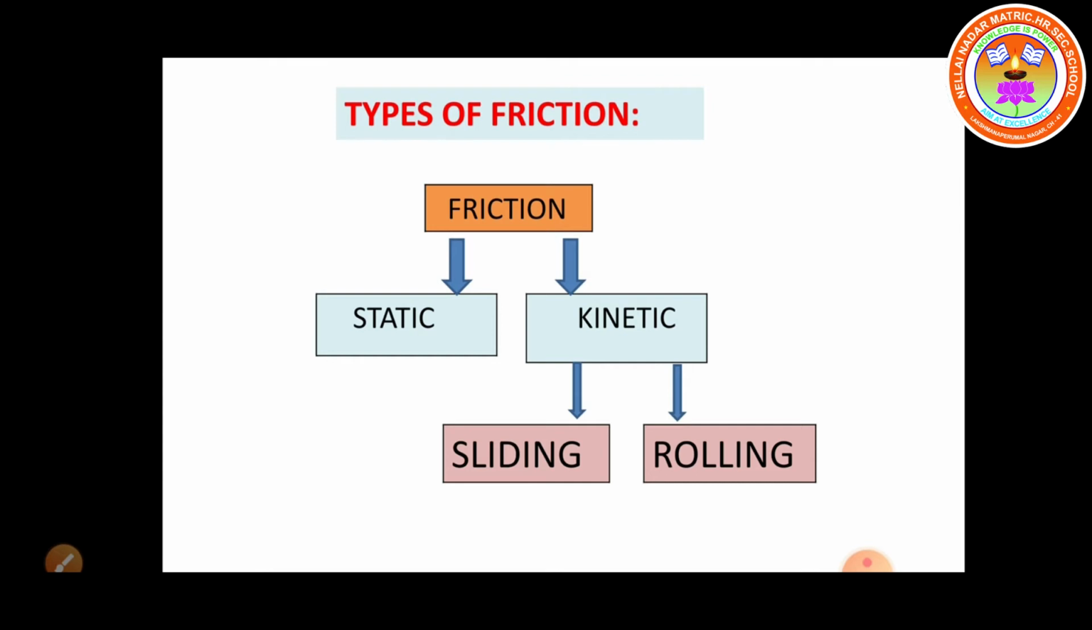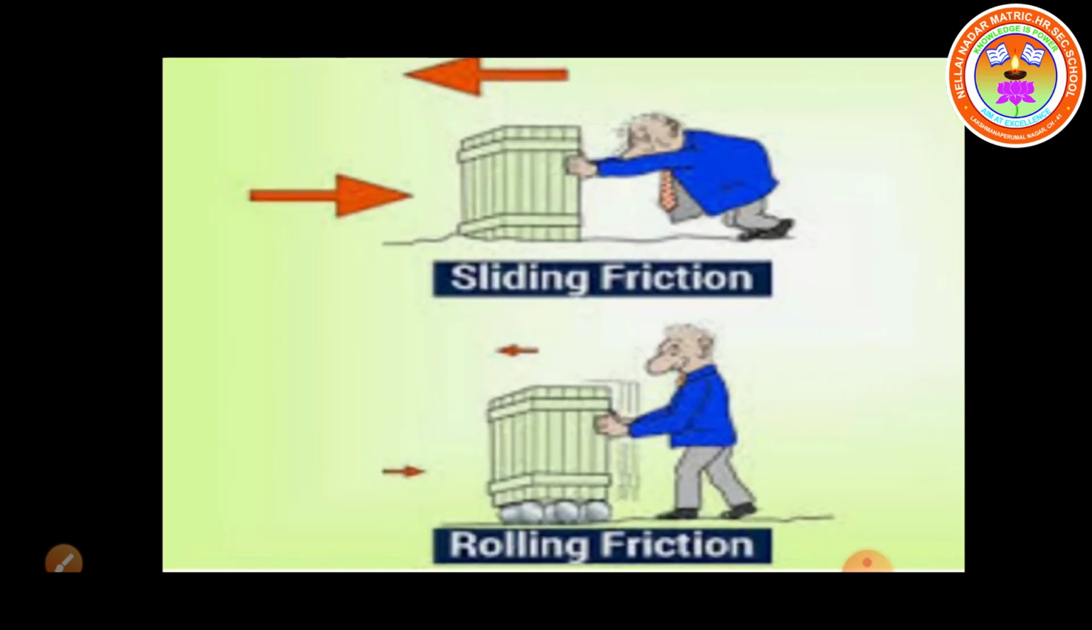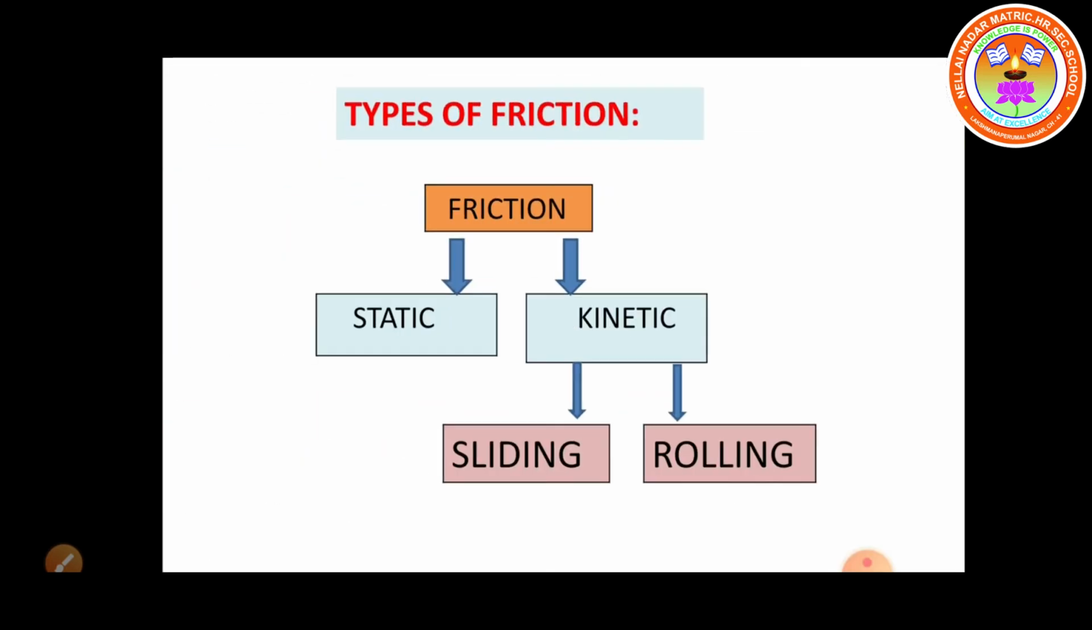So what is friction? Friction is a contact force. It acts between two surfaces and in the direction opposite to the moving body. This is called friction.